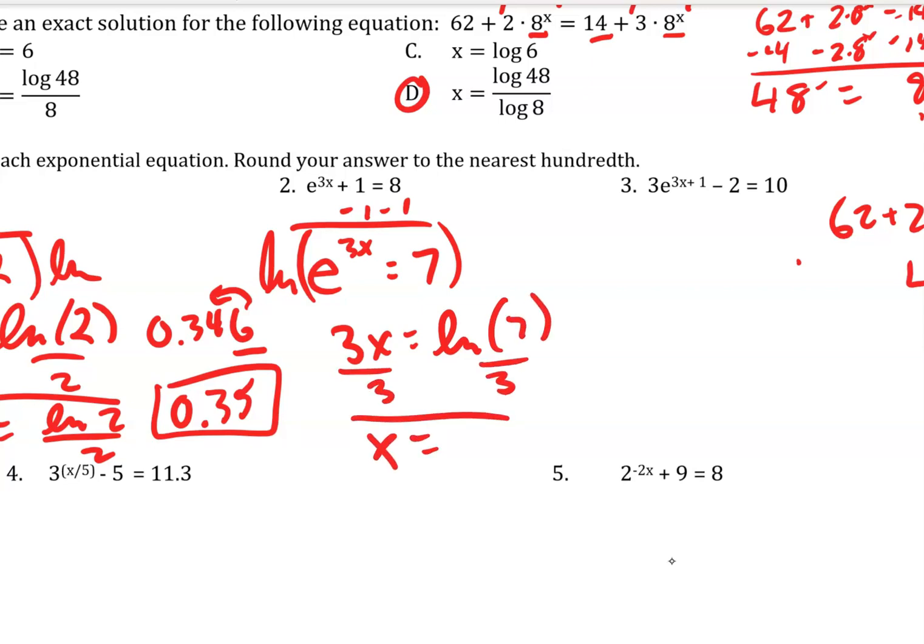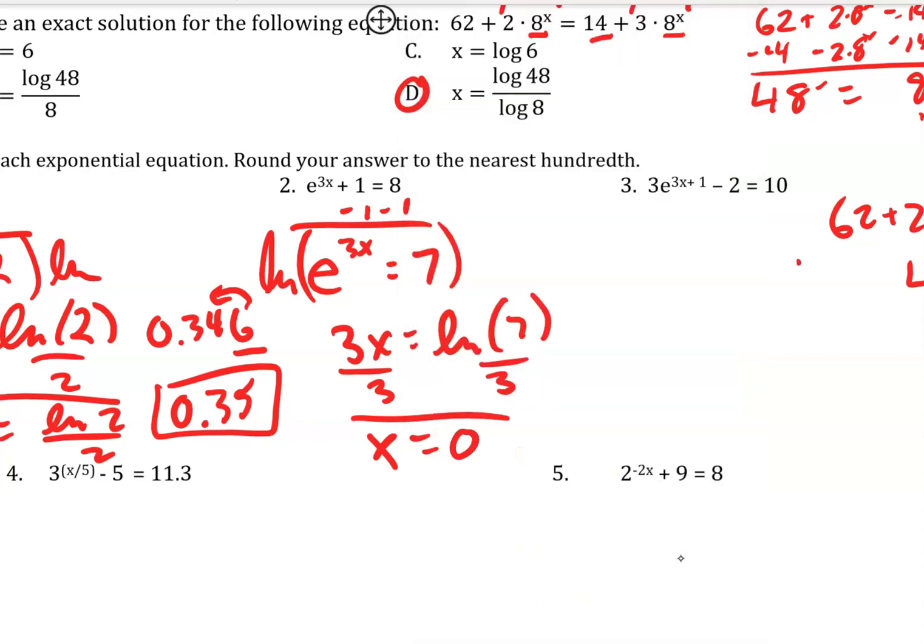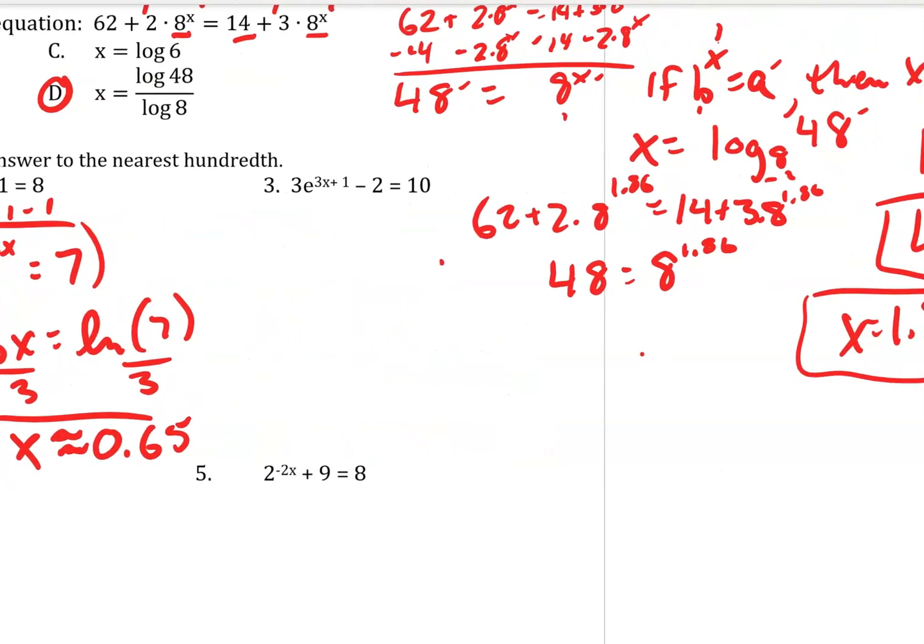So x equals, let's pull up the natural log of 7, ln of 7, and we're going to divide that by 3. 0.648. Going to go to the nearest 100th, so that is 0.65. And if you like using the little approximation, that's fine since we are rounding.